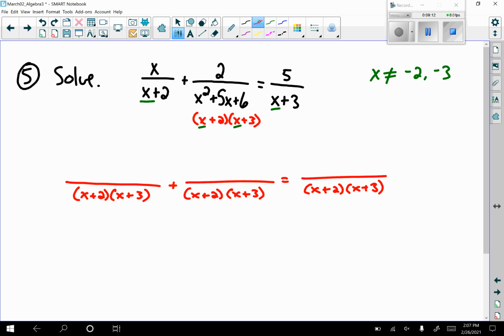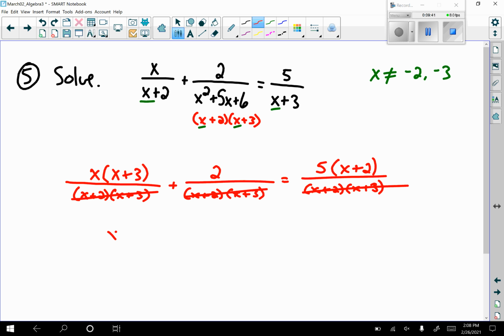All right, so let's adjust our numerators. This x already had the x plus 2 as its denominator, so this needs to get multiplied by x plus 3. Does the 2 have to get multiplied by anything? No, it had both factors already in the denominator. And then the 5 has to get multiplied by what? The x plus 2. So now that all my denominators are the same, what I could do is just cross them out because it's like I'm multiplying both sides by the LCD.